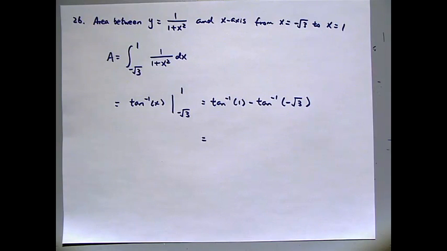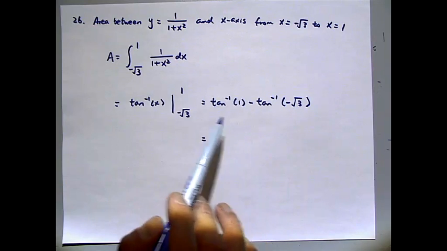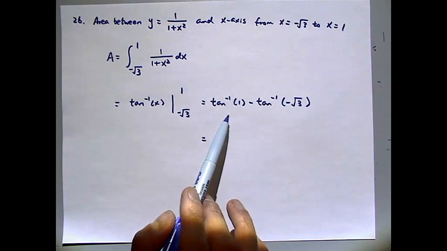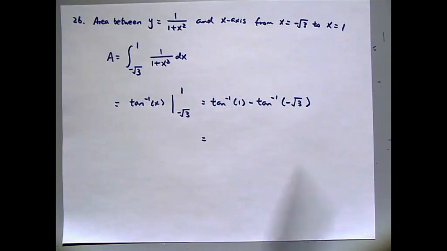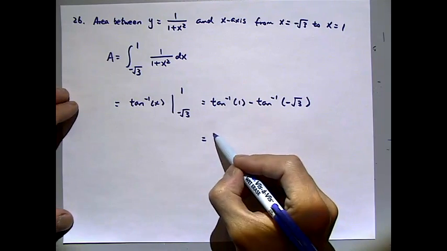And now it's just a matter of knowing these two values. Inverse tangent of something positive, that's a first quadrant angle. In a first quadrant angle, what angle has a tangent of 1? Pi over 4, right.